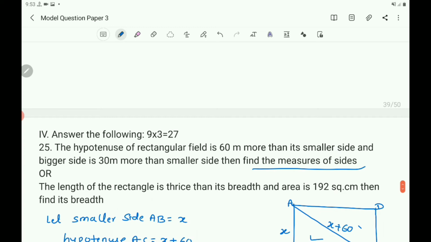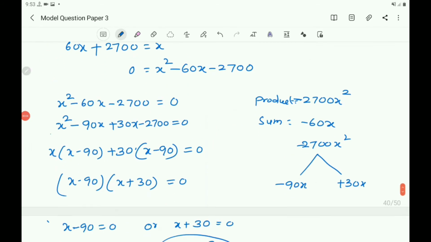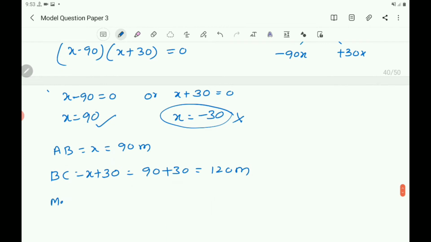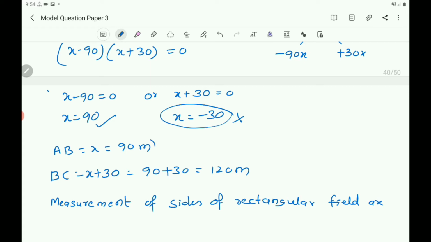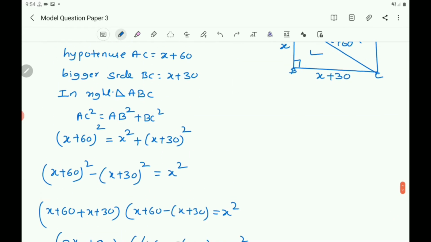So here the sides of the rectangular field are how much? Are 90 meter and 120 meter. So you write: measurement of sides of the rectangular field are 90 meter and 120 meter. The smaller side is 90 meter and the bigger side is 120 meter. That is the answer for the first question.